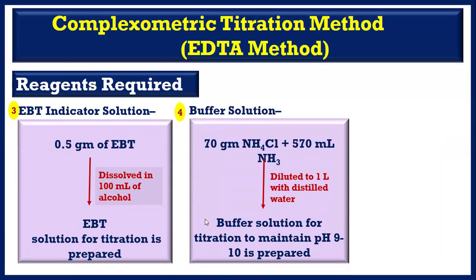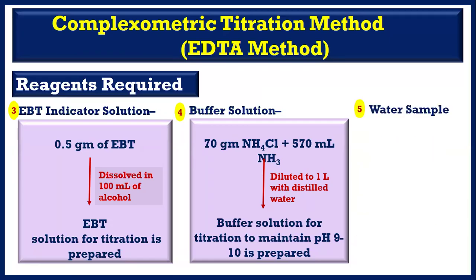Fourth is buffer solution. To prepare the basic buffer solution, we are using 70 gram of ammonium chloride mixed with the 570 ml of ammonia solution and diluted it to the 1 liter with the distilled water. So in this way, we prepare the buffer solution which maintains the pH 9 to 10.